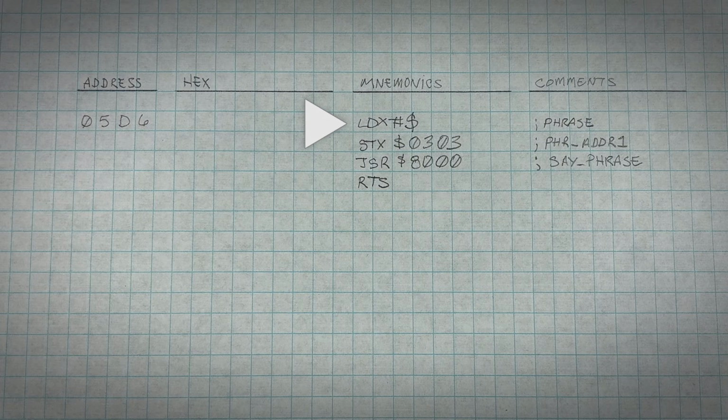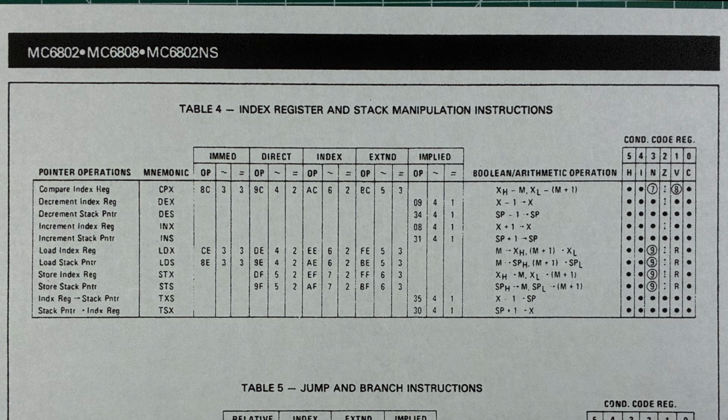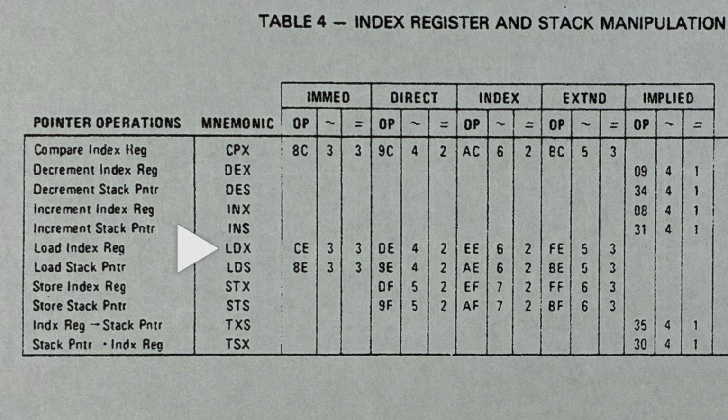So the first thing we need to do is find the operation code or opcode for the LDX instruction. To do this, we'll reference the datasheet for the 6808 microprocessor. It's a set of information provided by the chip manufacturer that details how to use the CPU. And on page 15 of my version, we'll find Table 4, Index Register and Stack Manipulation Instructions. The X in X register stands for index, so we're in the right place. In the table, we find the LDX command listed, and as we read across, we see a variety of different opcodes for it. But why?